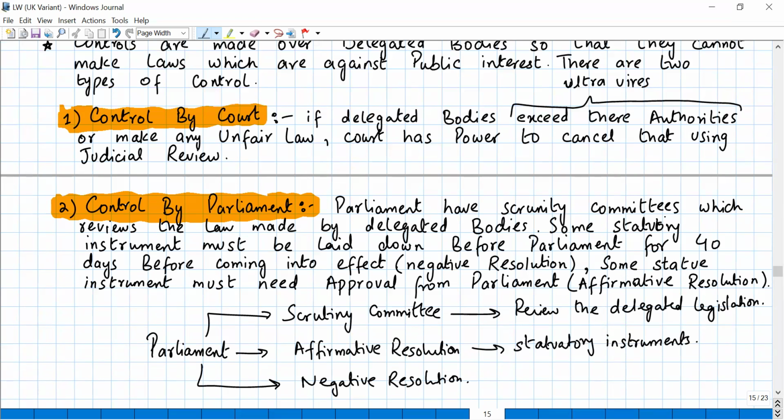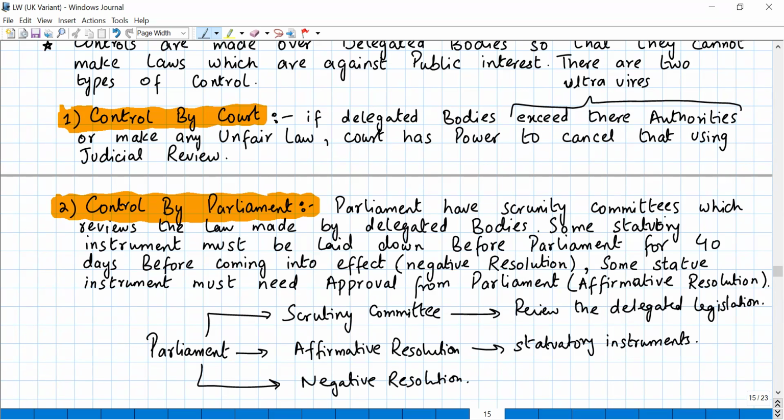Have you got this point? Okay. Now, how are the control procedures implemented? The first is control by the court. If delegated bodies exceed their authorities, you will see the word many times in upcoming chapters as well: ultra vires. The word ultra vires means that you are exceeding your authority. So if a delegated body is exceeding their authority or making any unfair law, then the court has a power to cancel that using judicial review.